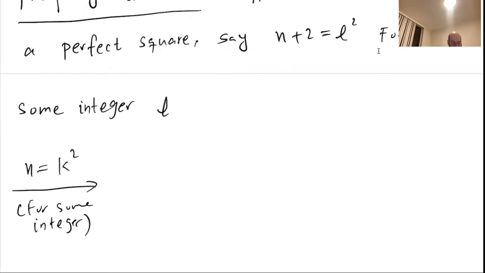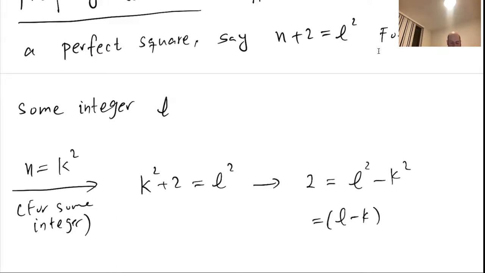Then if I replace n with k squared in this equation, what do I get? I'll get k squared plus 2 equals L squared. And then that means 2 is equal to L squared minus k squared, which means L minus k times L plus k.